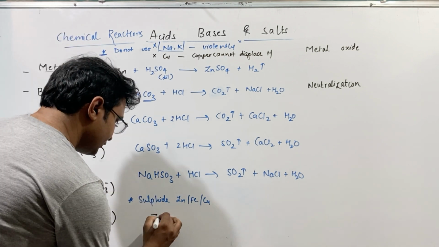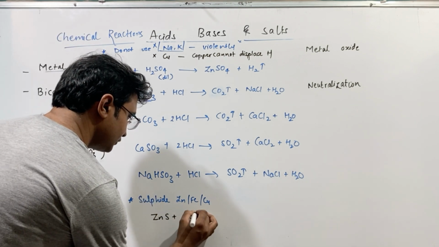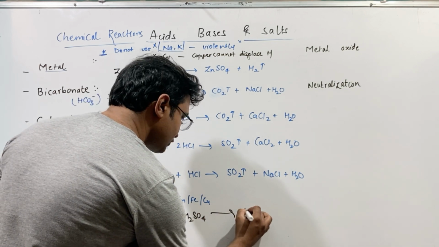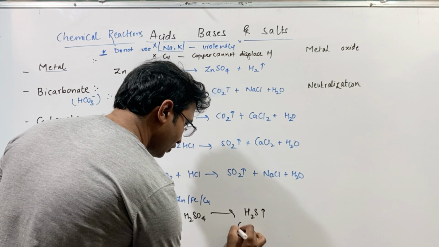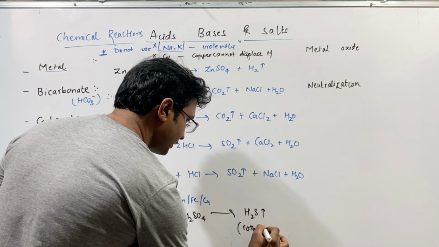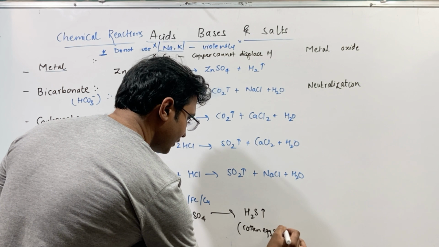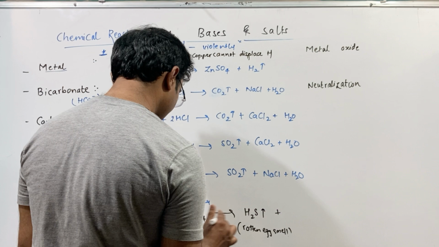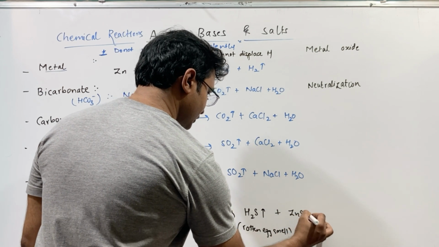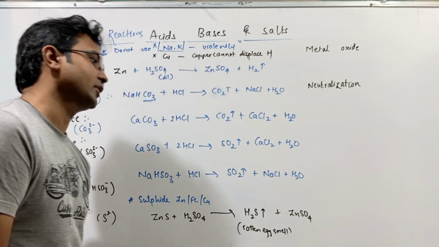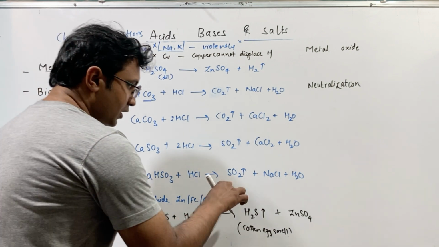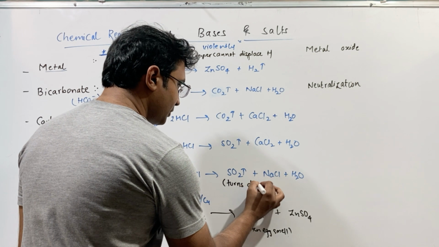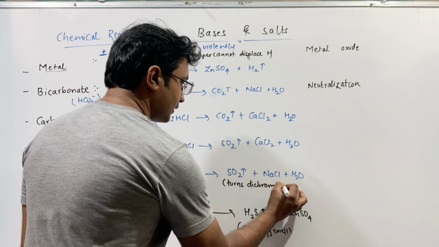So ZnS, if you take plus H2SO4, it will produce H2S gas, rotten egg smell, plus ZnSO4. So this is your observation, liberation of H2S gas which is having rotten egg smell. What is observation of SO2? Turns dichromate paper green.